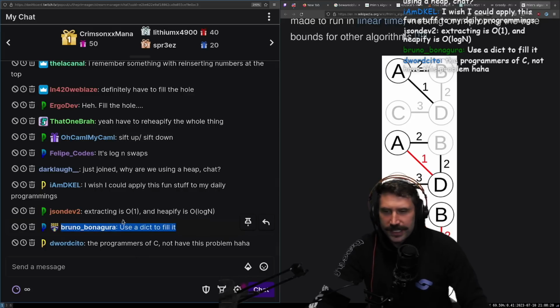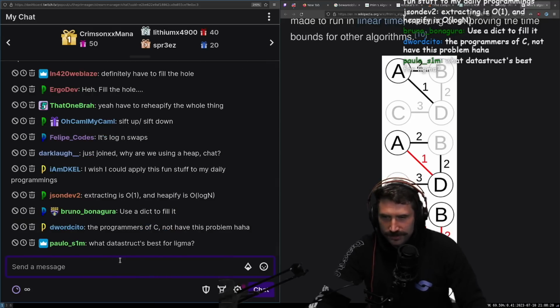Use a dick to fill it? No, dicks are very inefficient to fill the hole.